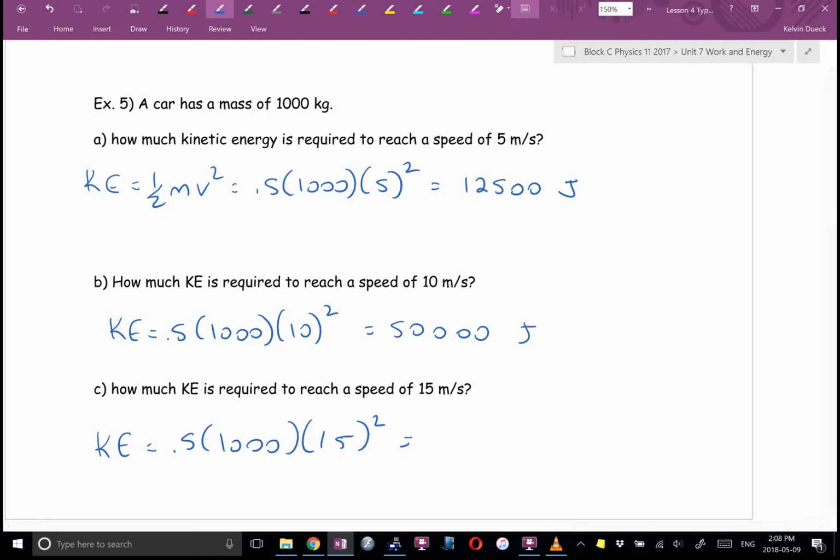What do you get? Yep, I'm going from memory. I didn't do this in my head. 112,500? Do me a favor. Can you take this number, divide it by the original answer? How many times bigger is this?